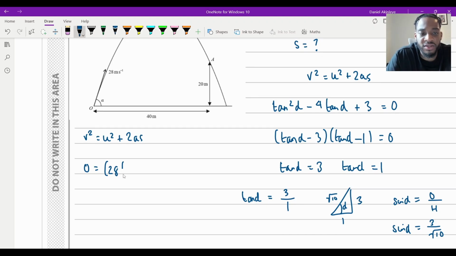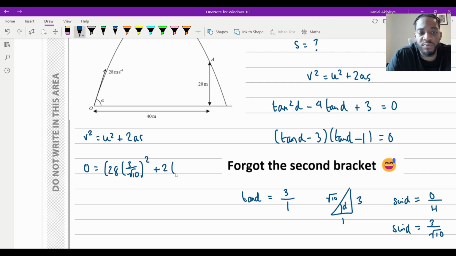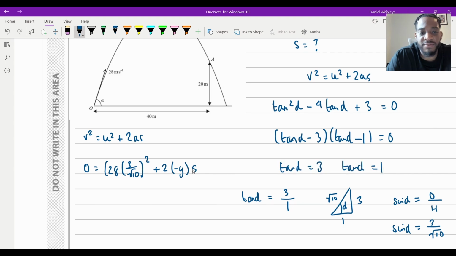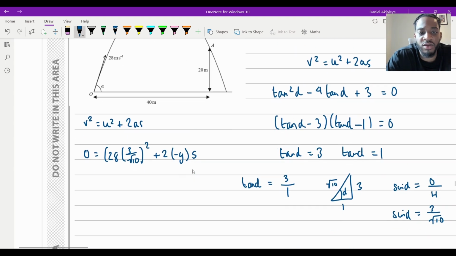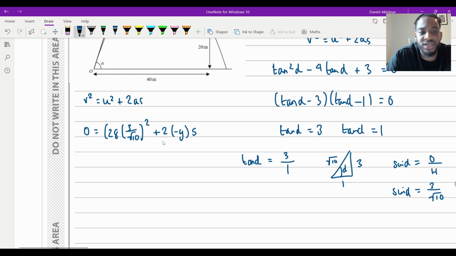So I'm going to write 3 over root 10 here, and then all squared, isn't it? And then plus 2, and then a is minus g. And then I've got s here. So we've got everything now that we need. Tidying this up, we could say that this is just minus 2gs, isn't it? So I can move that to the left. This will give me 2gs is equal to all of this, 28 and then 3 over root 10 all squared, right?